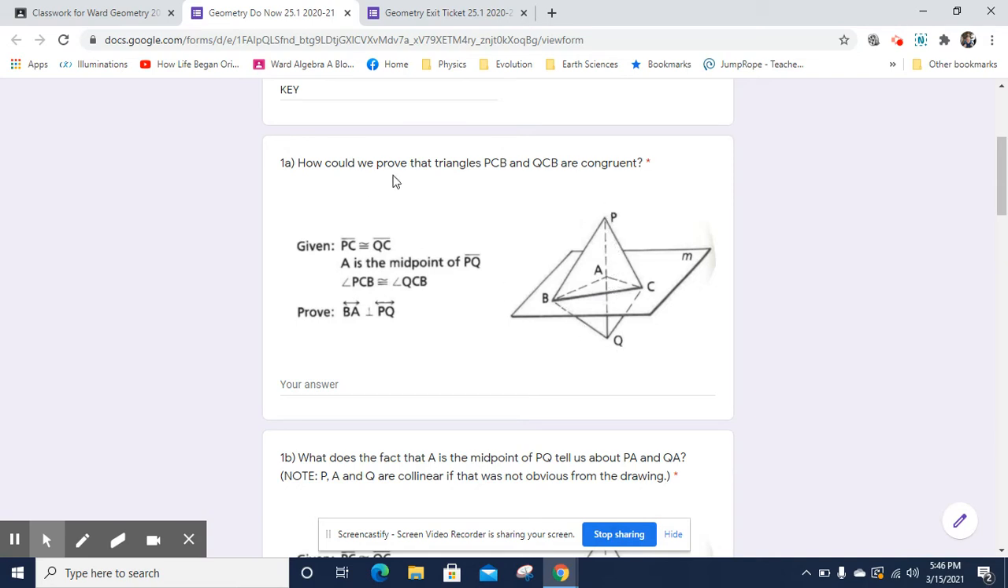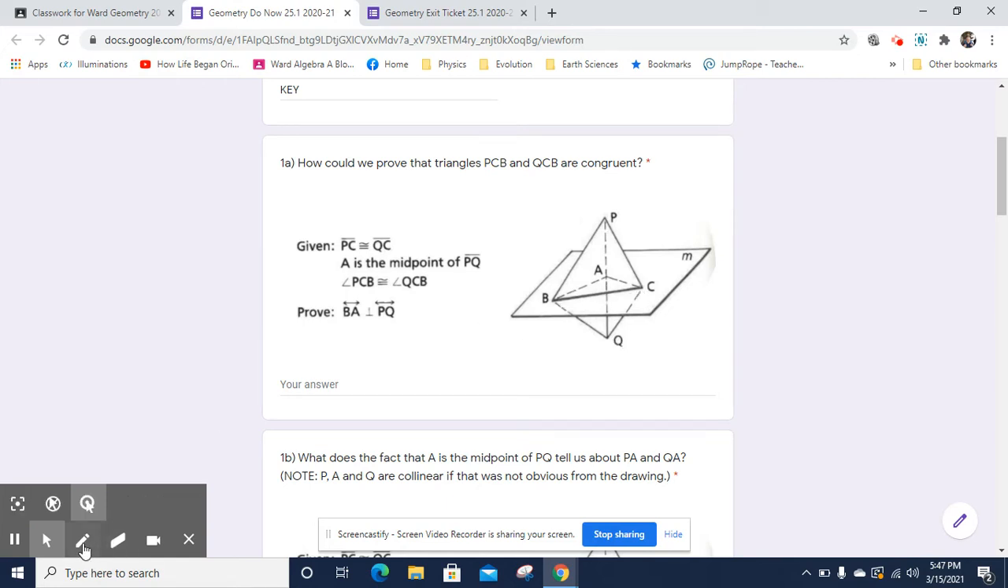So there's some things we probably need to do to get there. Like, how could we prove that triangle PCB was congruent to QCB? Because if we could do that, then we might have a piece of triangles PAB and QAB, which gets us on the way to proving that this is perpendicular, which we'll get to in a minute. But how could we prove that triangles PCB and QCB are congruent?